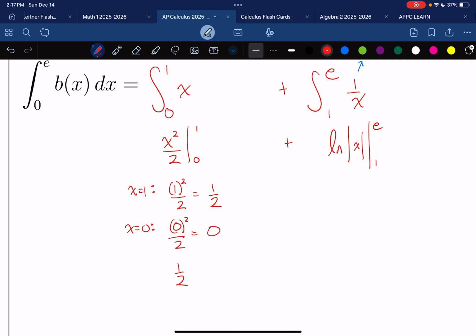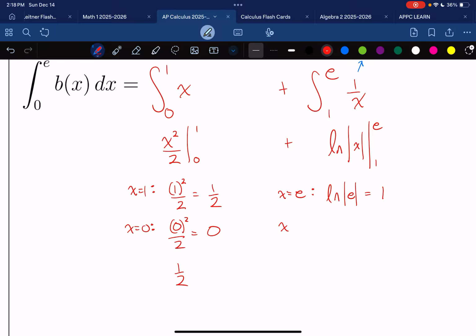Over here on the right-hand side, when x is equal to e, I have the natural log of the absolute value of e. I guess you worry about the absolute value if ever you have a negative inside. Because this e is positive, I can ignore it and treat it as parentheses, and the natural log of e, everyone should know this, is 1.